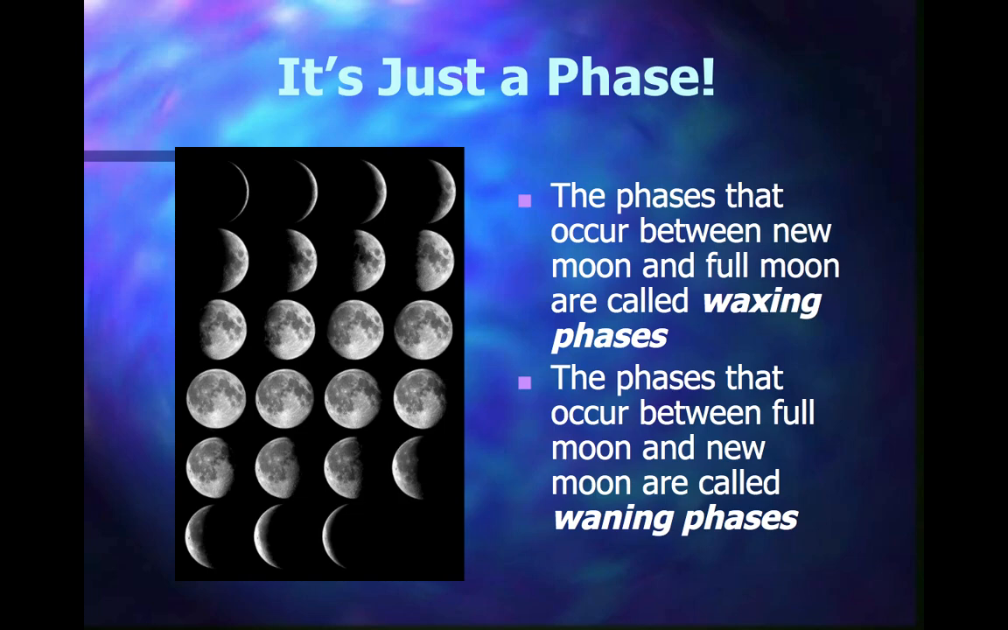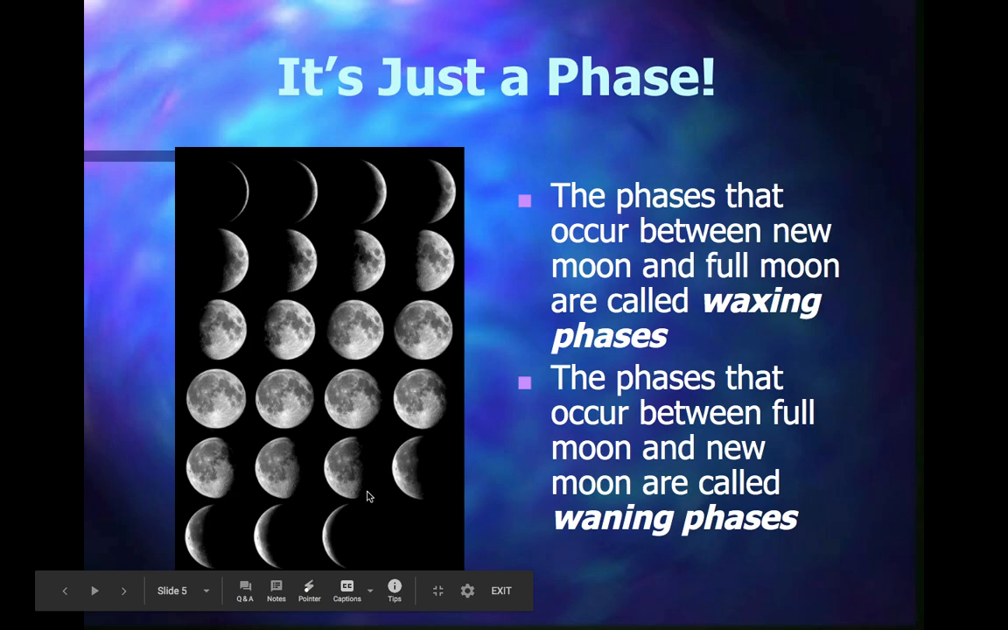All right, these are the phases of the moon. These can be kind of confusing, so I'm going to try to explain it with this virtual diagram that I found, but let me read this first. The phases that occur between the new moon and the full moon are called waxing phases. So these would be considered waxing phases. The phases that occur between full moon and new moon are called waning phases. So here is our full moon right here, it looks like. These two are probably our full moons. And then these would be considered the waning phases.